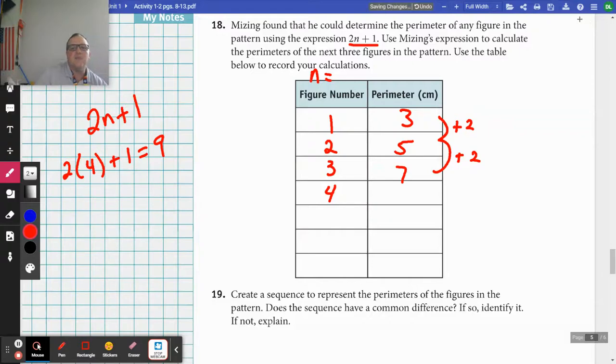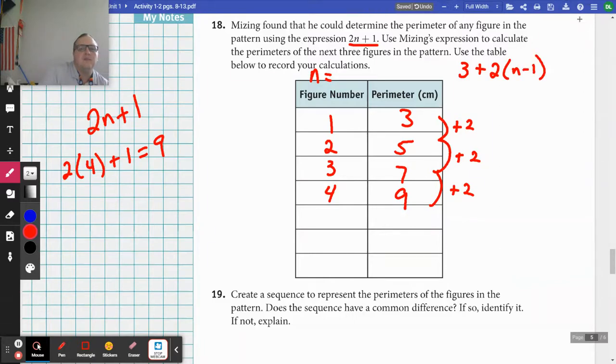And does that match our pattern? Yes. If I say this is 9, does that match our pattern of this being plus 2? Yes, it does, right? All right. And you're wondering, Mr. Lemons, where did he get the 2n plus 1? Well, he did the same thing we did. You take the first term, which is 3, plus the common difference, which is 2, times n minus 1.